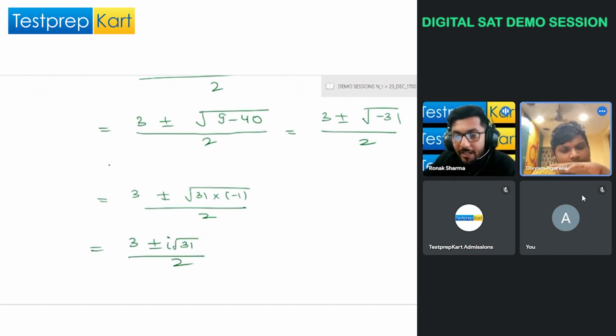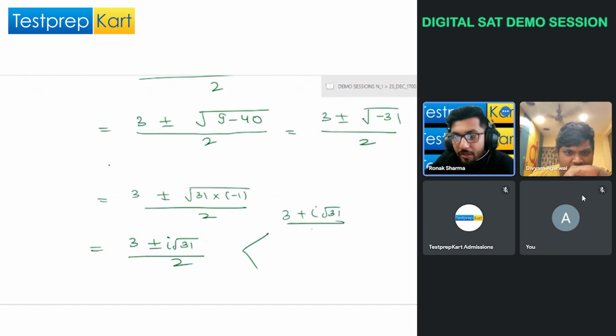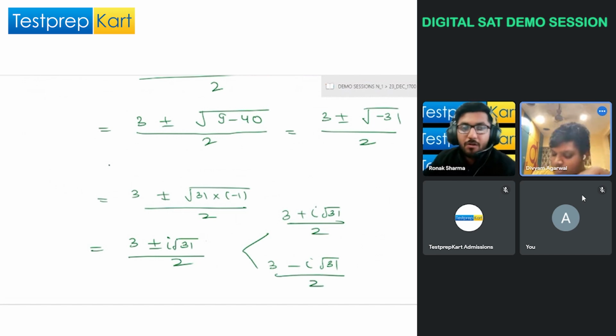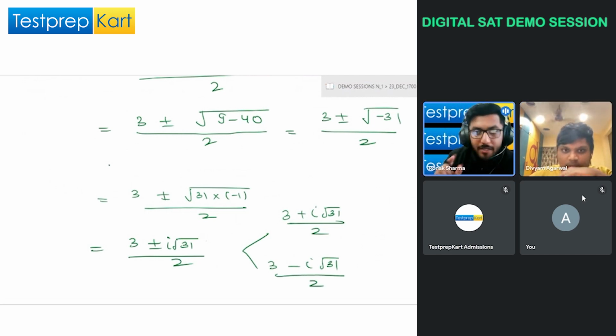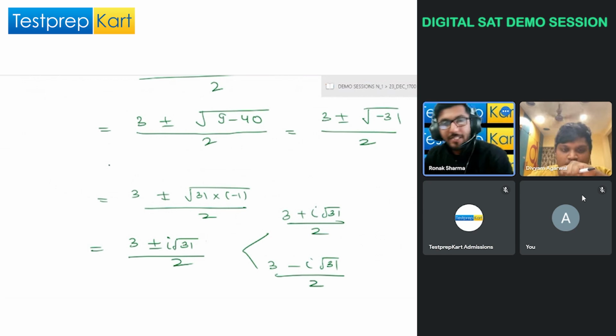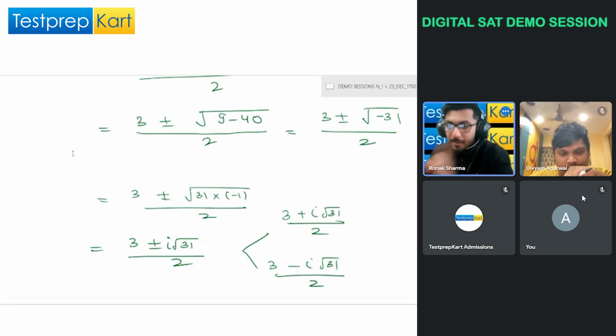So we will get two values: 3 plus iota root 31 by 2, and one time with a negative sign. Okay, I made some mistake. No problem. But this question was just to give you the idea of how it works. See, till now we have been calculating real roots only. Like you'll get some value 2, 3, or maybe some complicated fraction. But now we can get such values also. Okay, we are clear with that.